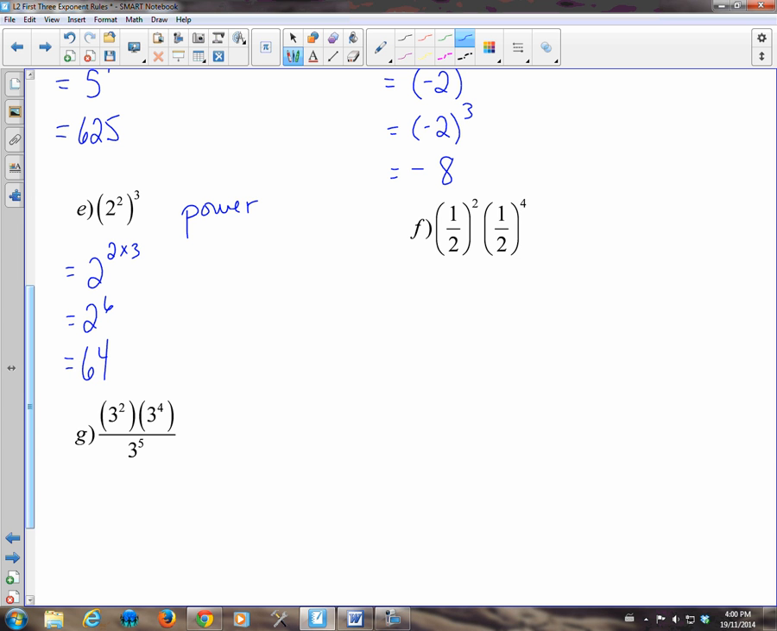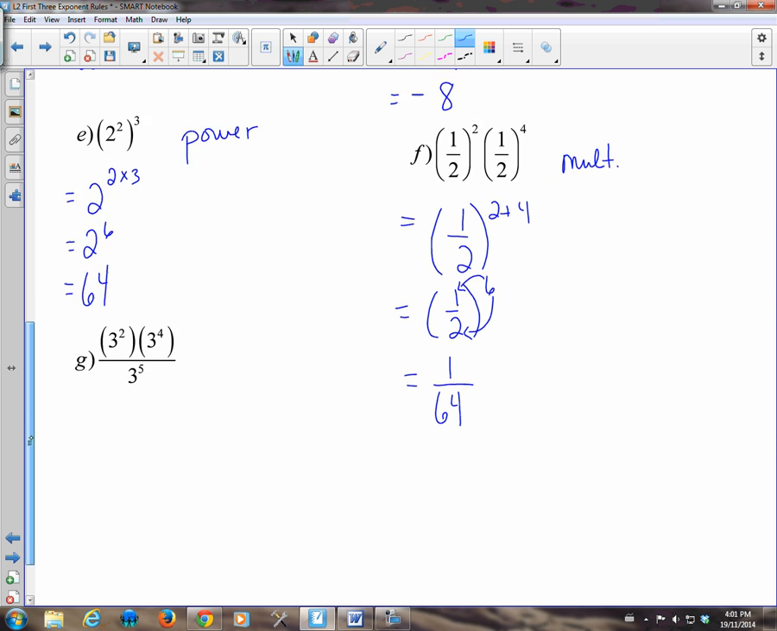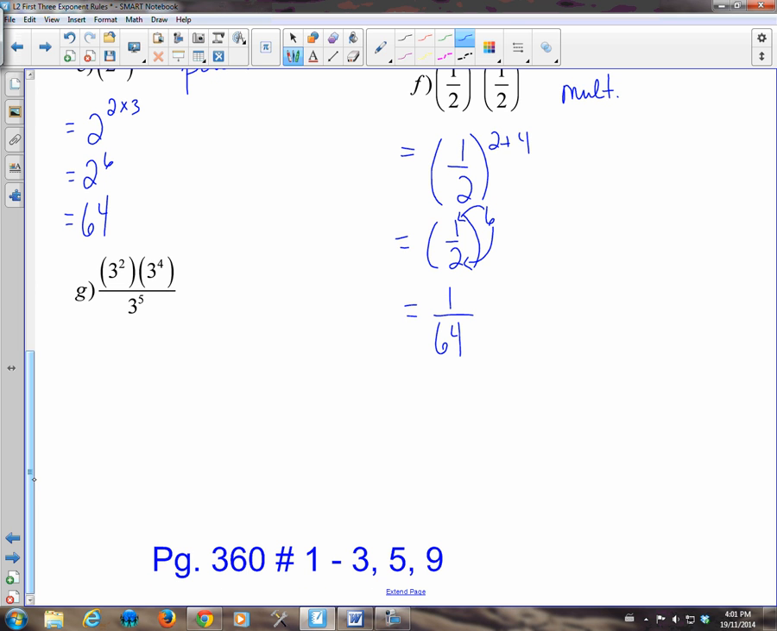Fractions don't change anything. The same rules apply. It's the same fraction. And I have brackets, so it's a multiplication question. So I use my multiplication rule. I keep the base and I add my exponents. So I have 1/2 to the exponent 6. And like we talked about before, I'm going to do 1 to the 6 and 2 to the 6. So I have 1/64 as my answer.